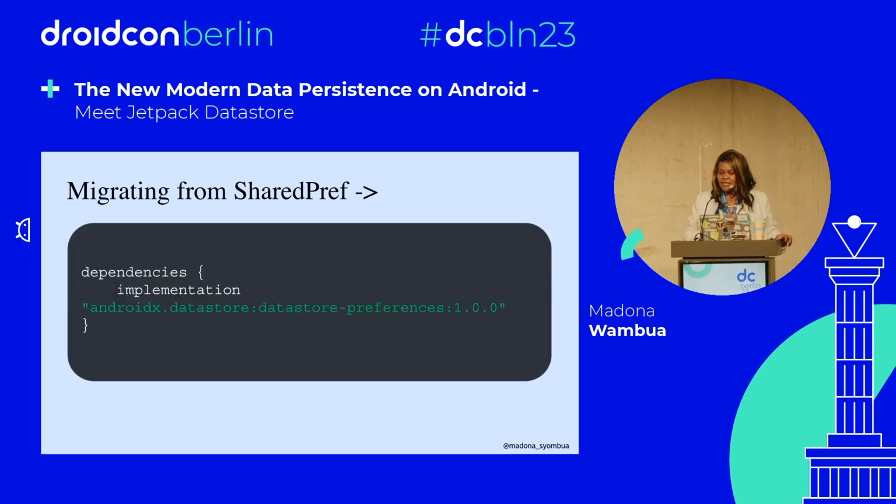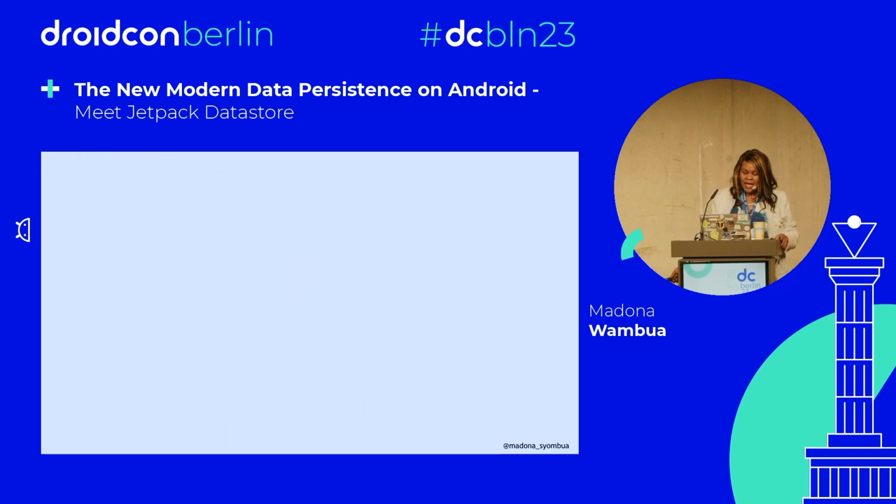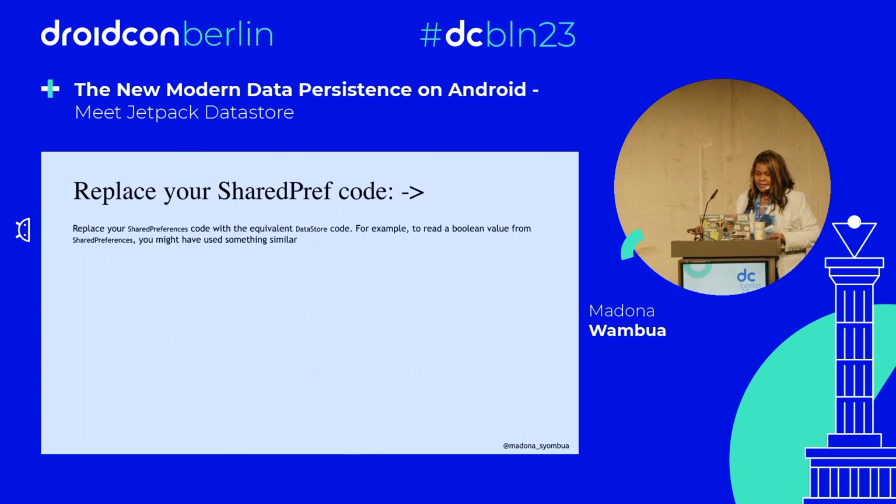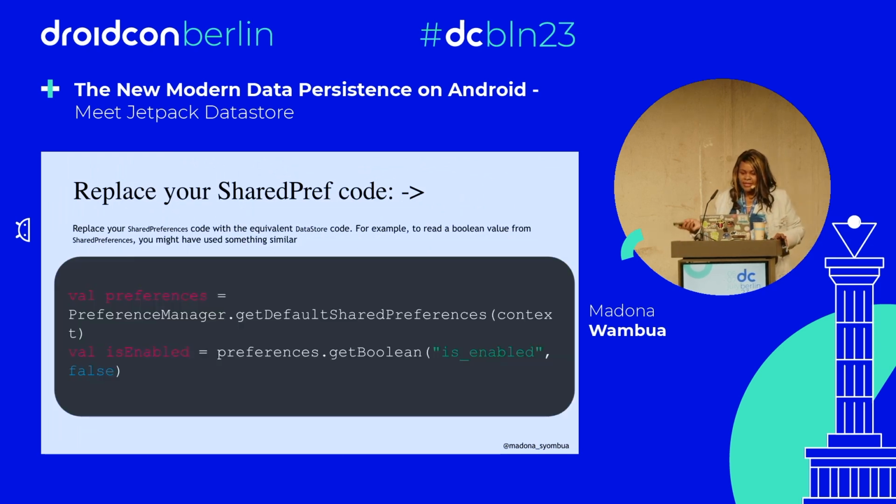So definitely, again, you would need to make sure that you're using the preference dependency. Make sure that's updated. And then in your code, you have to create a data store object using, let's say, the create data store. And the name parameter just specifies the name of the data store. And then you will need to replace your shared preference code with the equivalent data store code. For example, to read a Boolean value from a shared preference, you might have to use, let's say, code like this here. Let me showcase that. That one there.